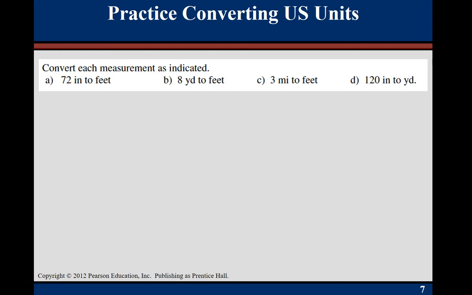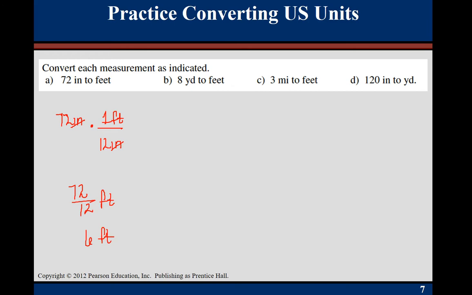72 inches to feet. If I want to go to feet, then feet needs to be up on the top, and the inches will be down in my denominator. Inches will divide out, and I'll multiply straight across to get 72 over 12, and then I just need to divide, and I'll get 6 feet.